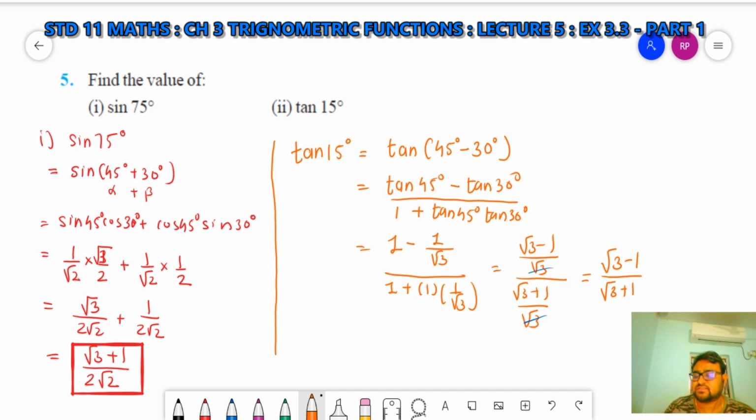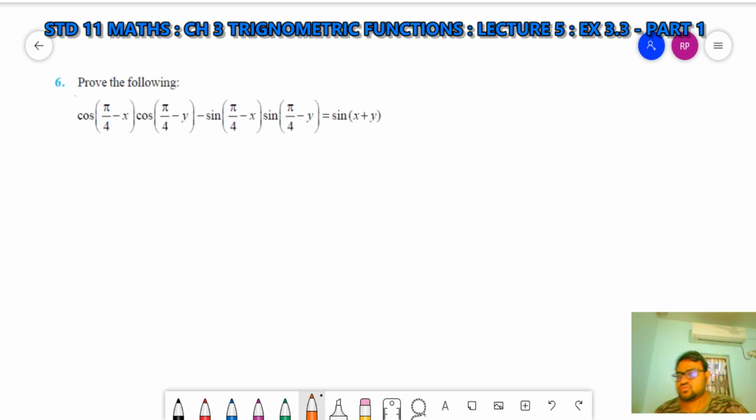Now let's move to the next, that is question number 6. Question number 6. You have to prove that cos(pi/4 - x) cos(pi/4 - y) - sin(pi/4 - x) sin(pi/4 - y) is equal to sin(x + y). Okay, now see, if you will focus on the question, let me write this down.